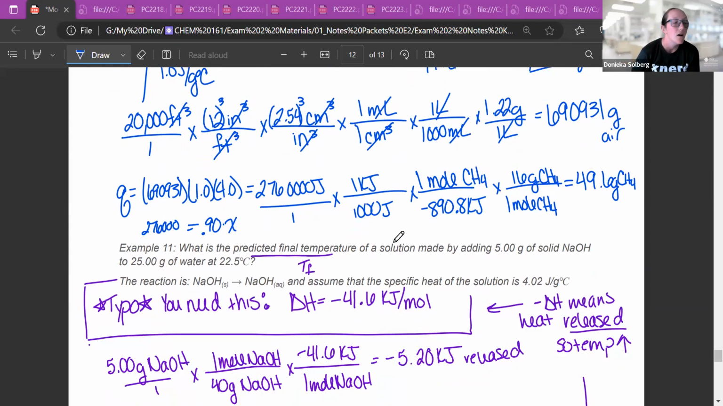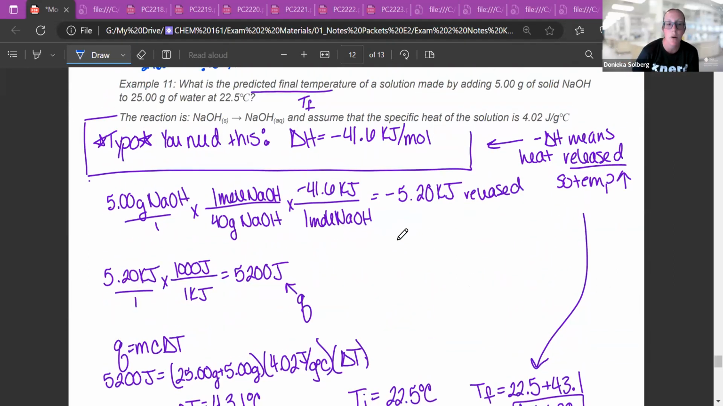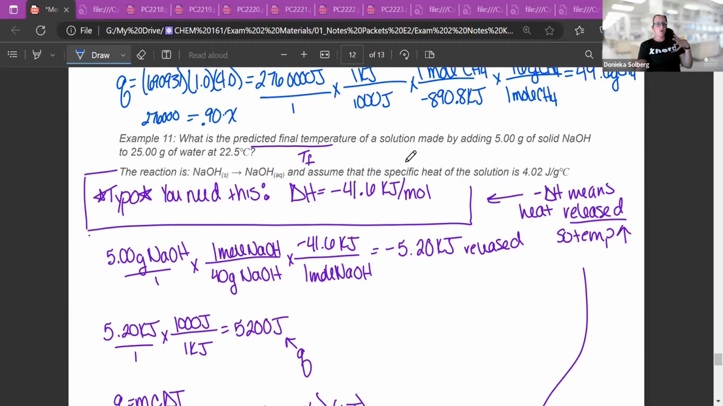So finally, example number 11 is find the temperature at the end when you put something hot and something cold together, or you do a reaction or something like that. So this is a multi-step problem. What is the predicted final temperature, TF, of a solution made by adding 5 grams of solid sodium hydroxide to 25 grams of water? Now, this isn't putting something hot and something cold.